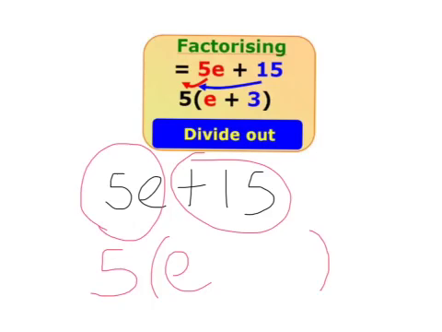Then my next step is to look at the 15. What do I times 5 by to get 15? What is 15 divided by 5? And of course the answer would be 3.